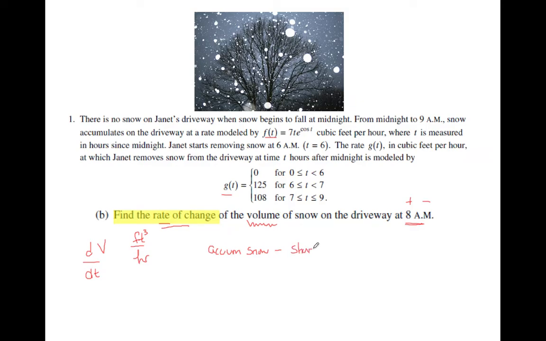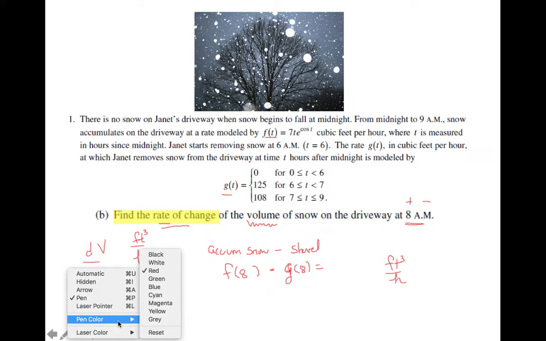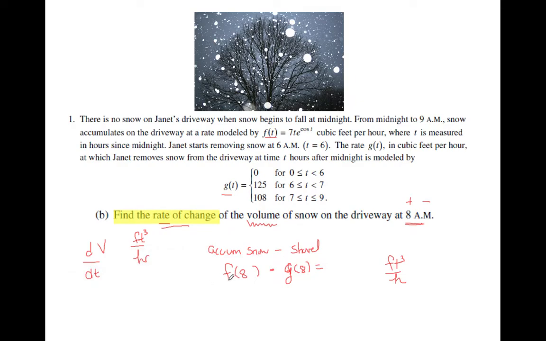That's right. What you need to do is have the rate of the accumulation of snow minus the rate of shoveling. So that would be F of what? 8. How much? The rate of the snow being accumulated at 8 minus how much snow has been shoveled by 8 a.m. And that is going to equal cubic feet per hour.